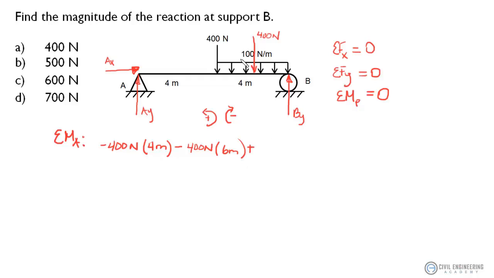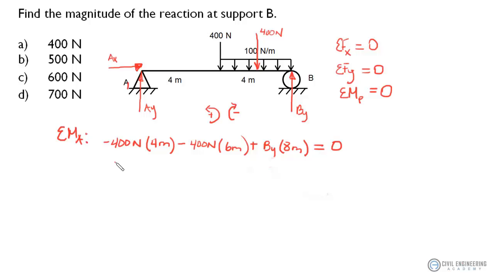Plus, now this is a positive moment, right? We're going this direction with this reaction. So this one's going to be a positive By times this total distance, which is 8 meters. And all that equals 0. Okay, so continuing on, we get minus 1,600 newton meters minus 2,400 newton meters, plus By times 8 meters equals 0.